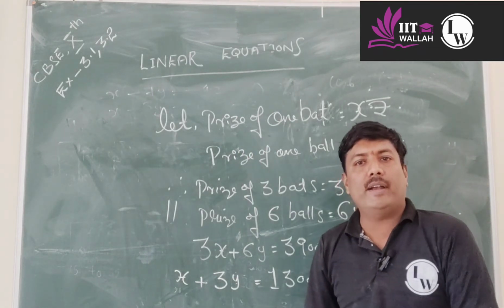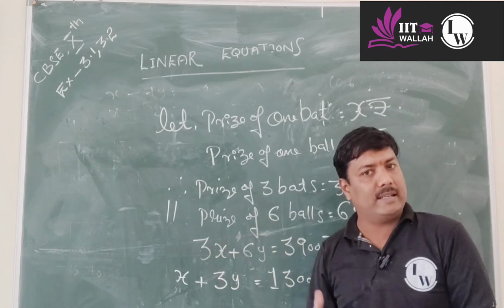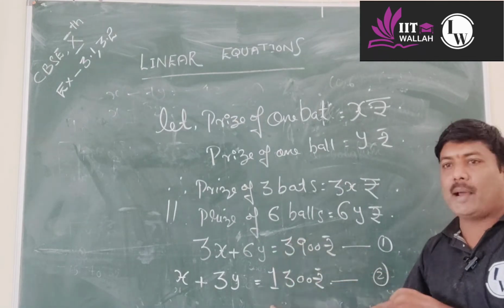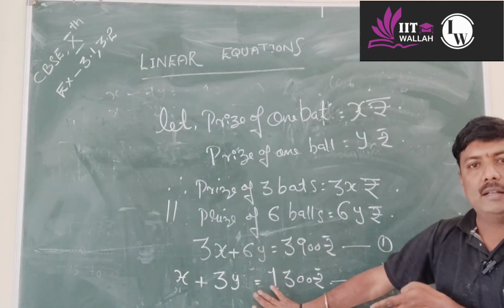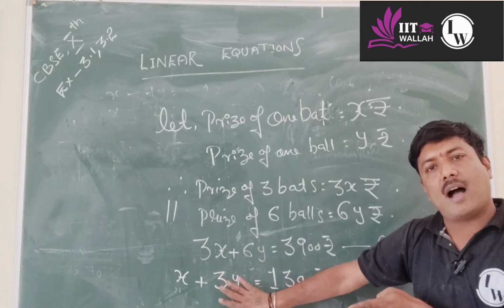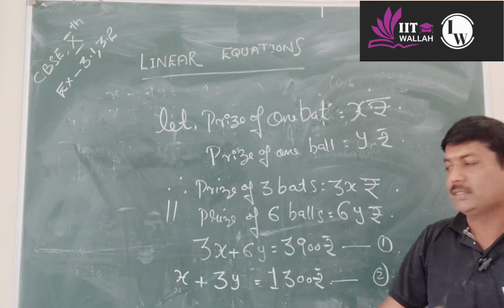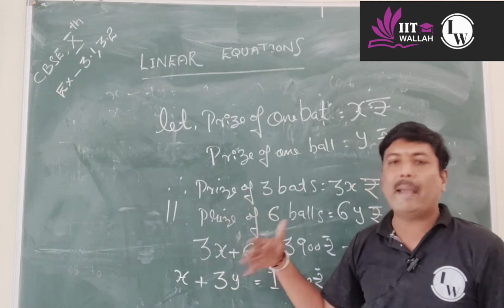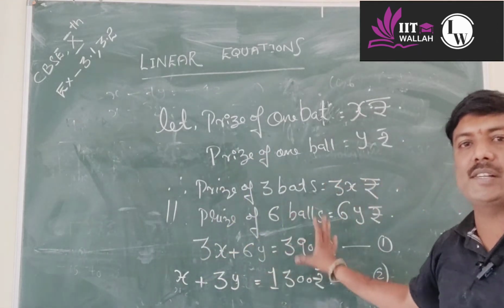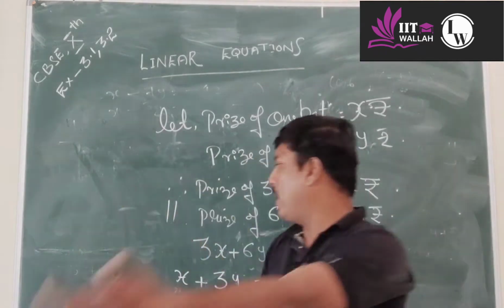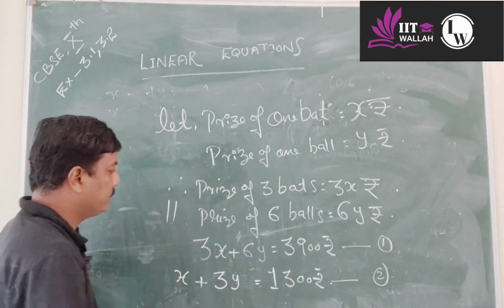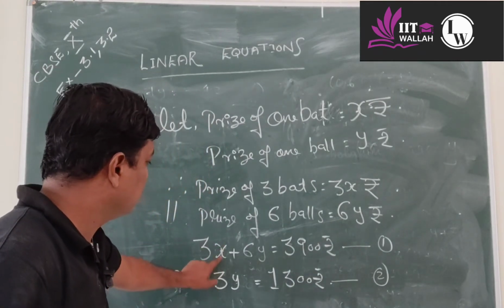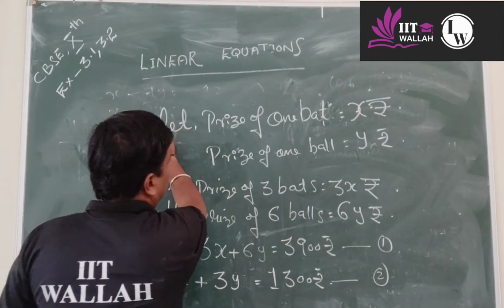Now, the question is, we need to represent this algebraically and geometrically. So half of the question is already done, because we already represented this algebraically. Up to here, you will get half of the full marks. Suppose it is a 4 mark question, you will get 2 marks. Now the remaining part is to represent this situation graphically. For that, I need these 2 equations to represent this graphically.